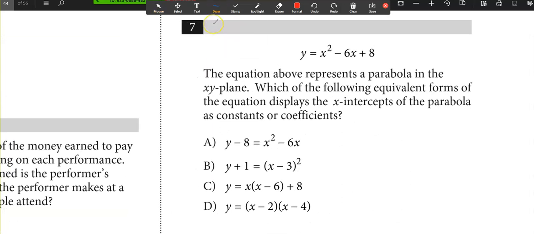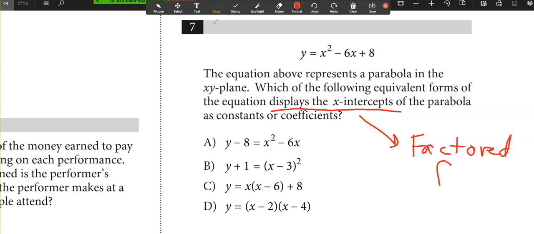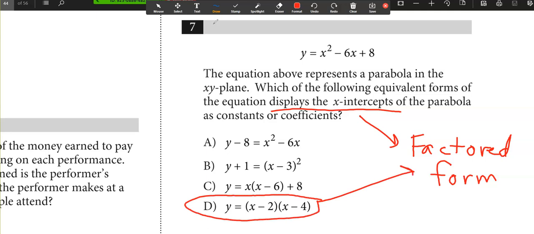Okay, question 7. We want to know which one of these equations shows the x-intercepts. So, in order to show the x-intercepts, what are you looking for? I'm looking for something that's in factored form. Which one of those answer choices is in factored form? C and D. C, not so much, but definitely D. D is in factored form, so that's the answer to our question.